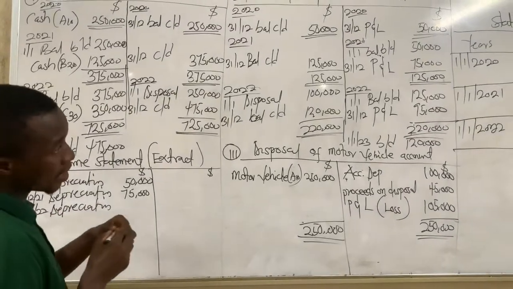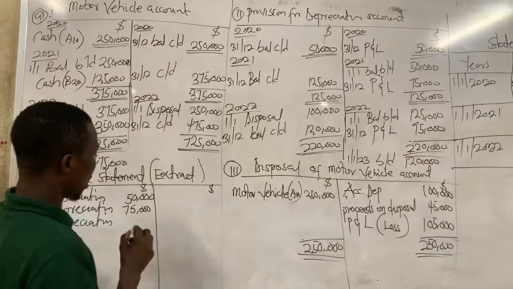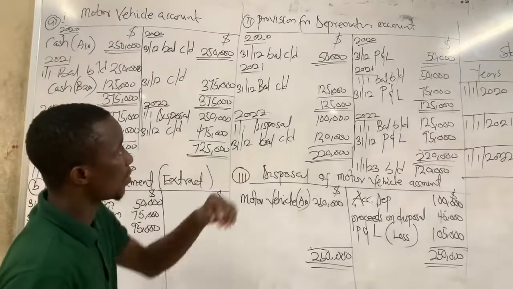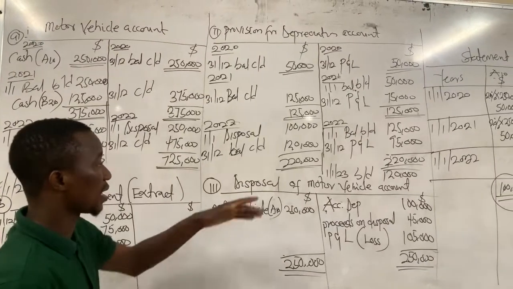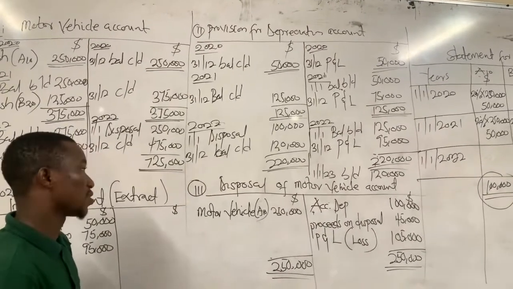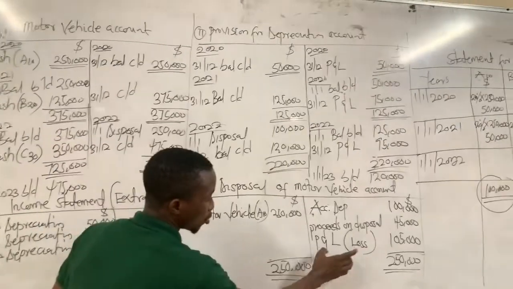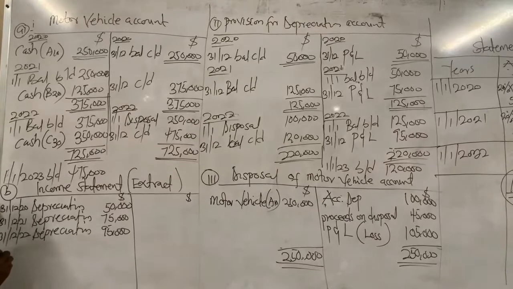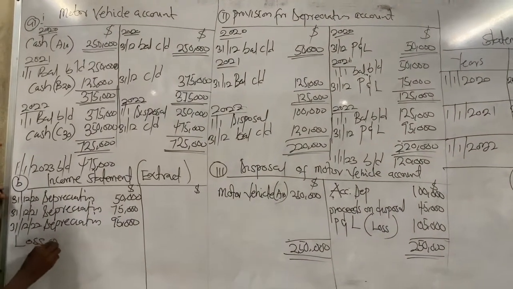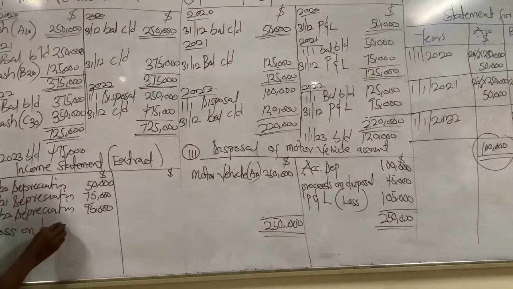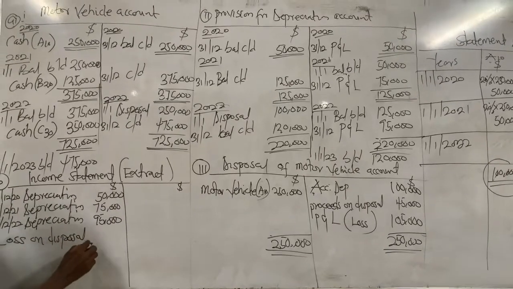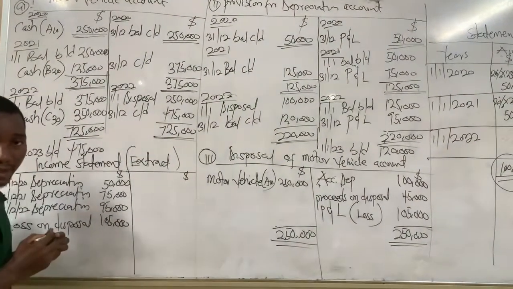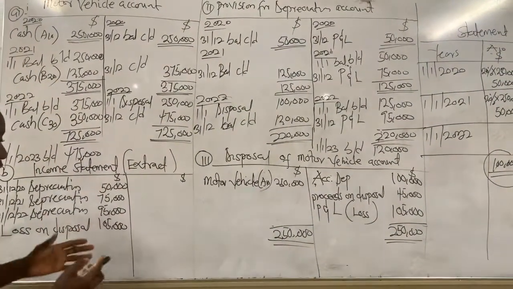But mind you, the amount here is 95,000. And we are done with the provision for depreciation. So let's consider items in the disposal of motor vehicle account. That is loss on disposal. So we can say that loss on disposal, and the amount being $105,000.